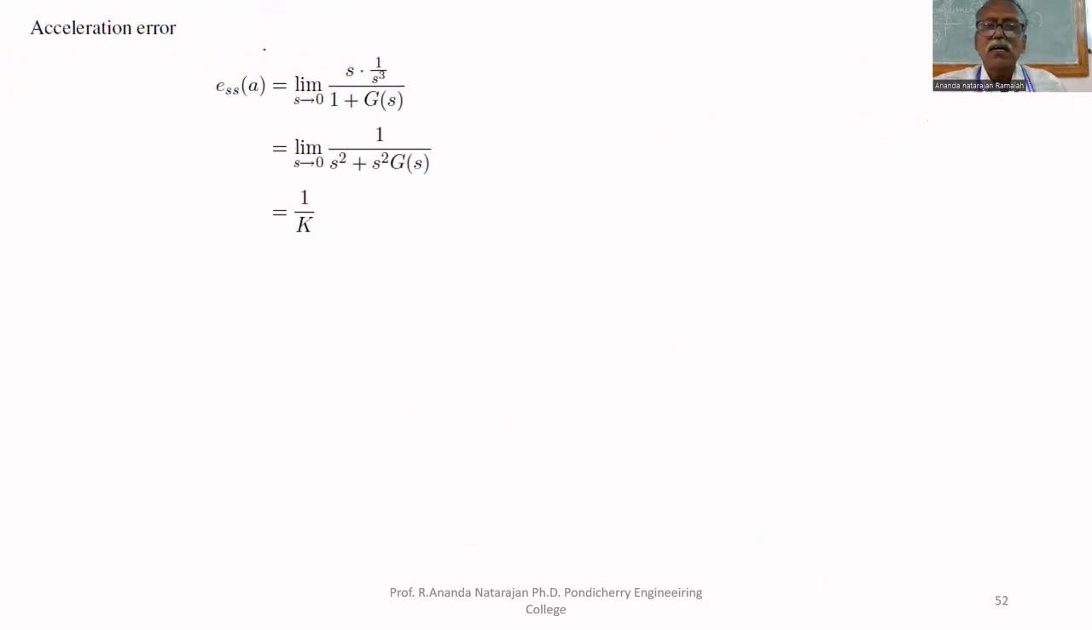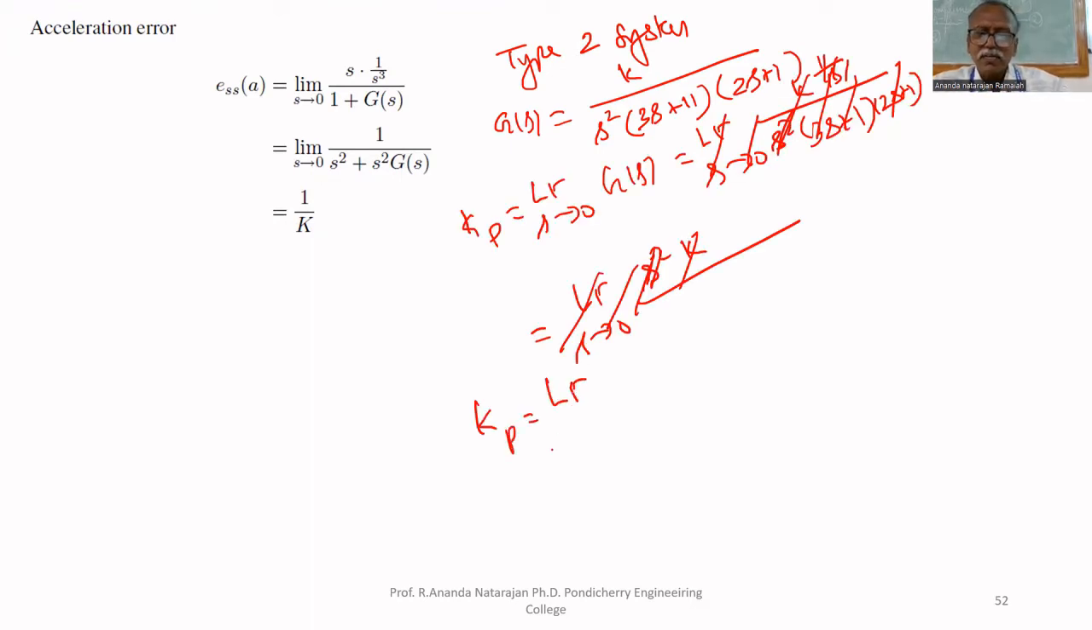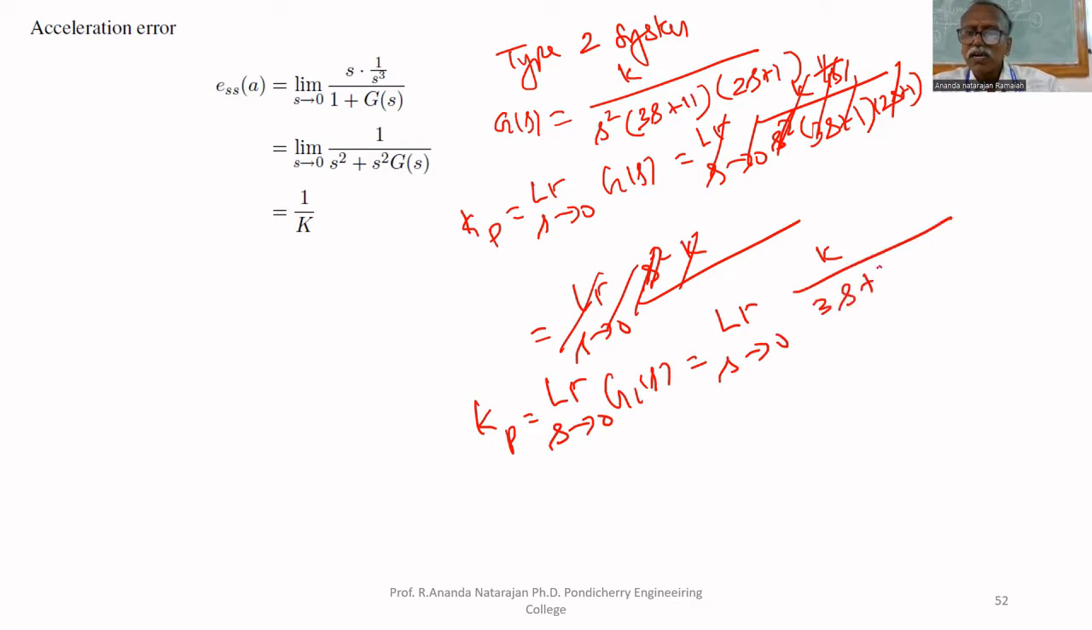If it is a type 2 system, how does it look? G(s) equals K upon s square (3s plus 1)(2s plus 1). It is an example of a type 2 system. Kp equals the limit as s tends to 0 of G(s), that is K upon (3s plus 1) multiplied by (2s plus 1), with s square in the denominator since it is type 2. If you substitute s equal to 0, you get K upon 0, that's why infinity.